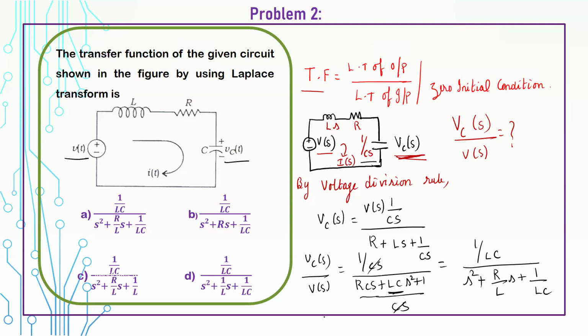Okay. So let me check out the answer in the options. In all the options, in the numerator we are having 1 by LC. So we will check out the denominator. Denominator is s square plus R by L s plus 1 by LC. So here in option A, s square plus R by L s plus 1 by LC. So in option A itself, we got the answer. So we can tick out option A. Option A is the correct one for the given problem. So like that, we can find out the transfer function for any circuit. So let me move to the next problem.